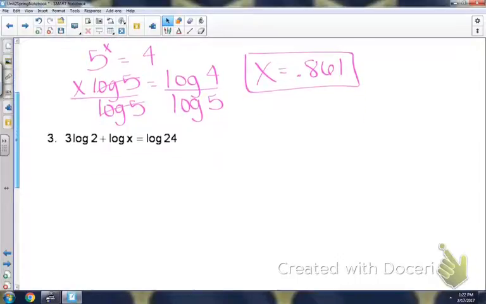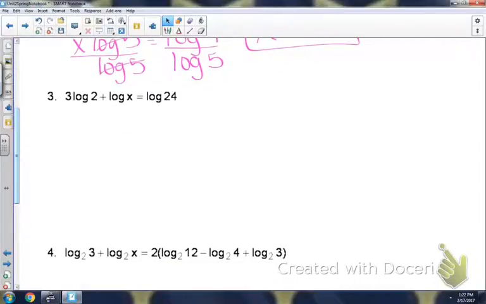Alright, so let's look at 3. Look and see what type of equation you have. Notice we have a log, we have a log, we have a log. All of them have logs. If they have all logs, remember you want the left side to be 1 log, the right side to be 1 log. So you're trying to condense it into 1 on one side, 1 on the other.